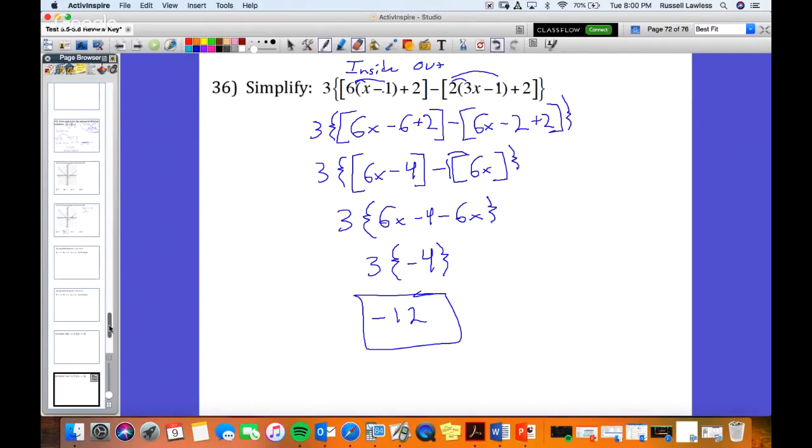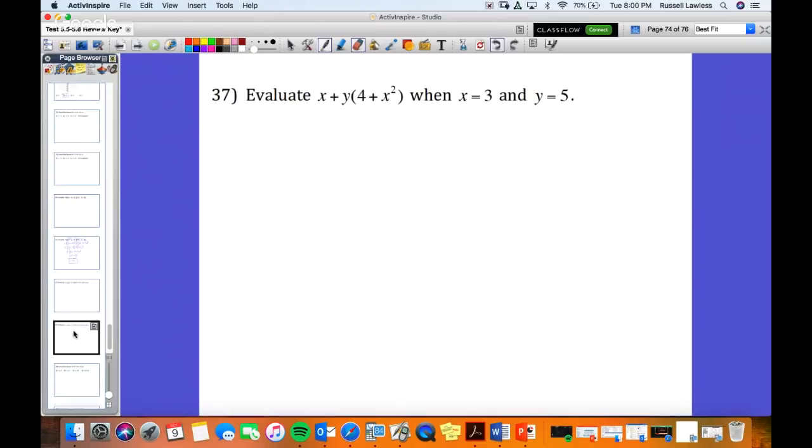And the last one is going to be 37, and this is evaluate. If it says evaluate and you're given these values, x is equal to 3 and y is equal to 5, wherever there's an x, plug in a 3, and wherever there's a y, plug in a 5. So that's essentially just plugging those in. That's going to be 3 plus y, which is 5, times 4 plus 3 squared.